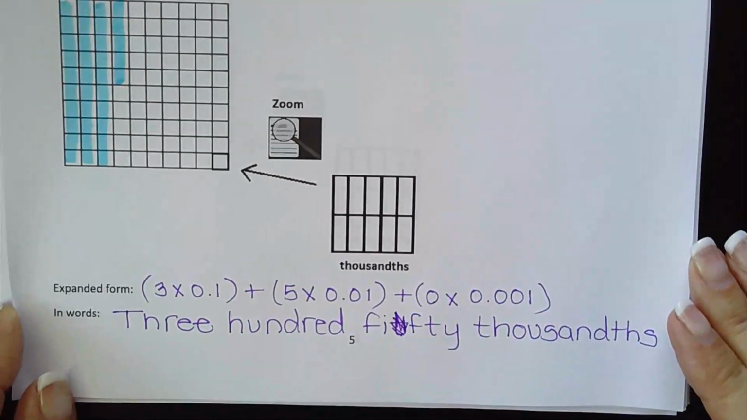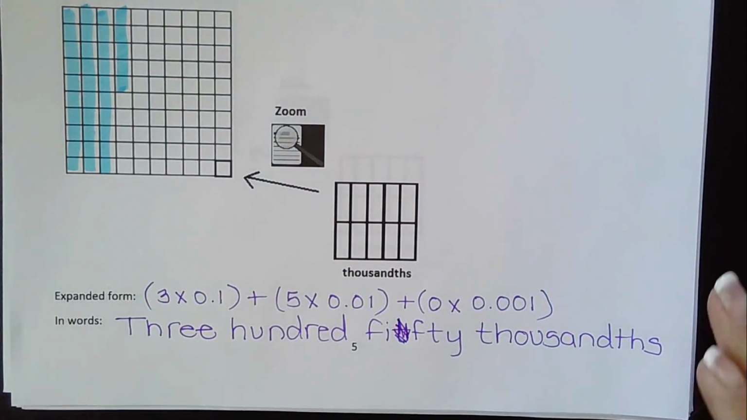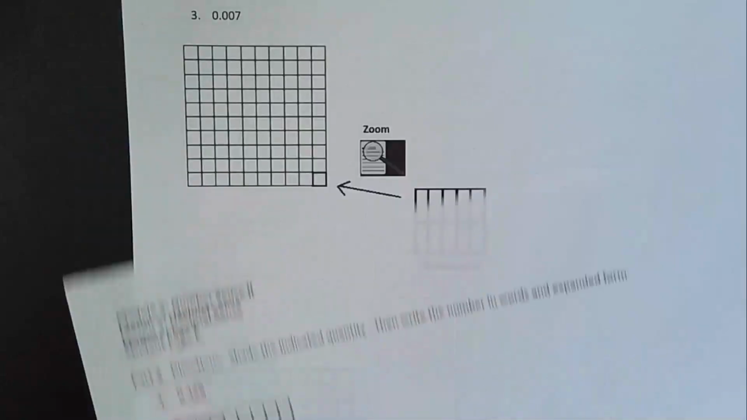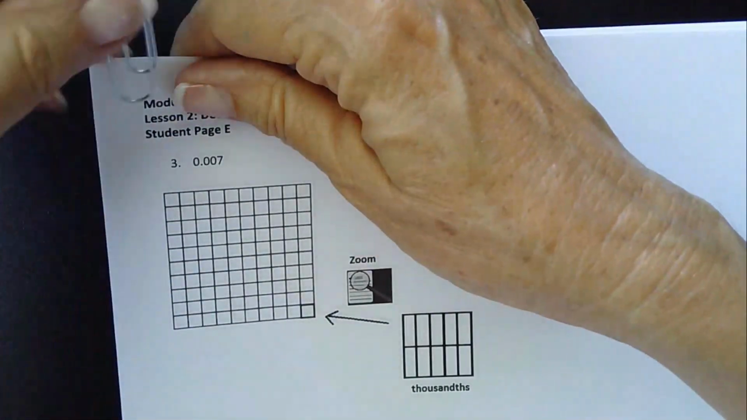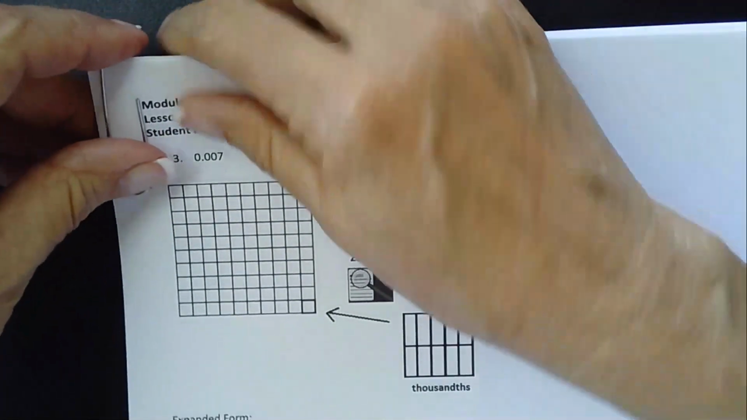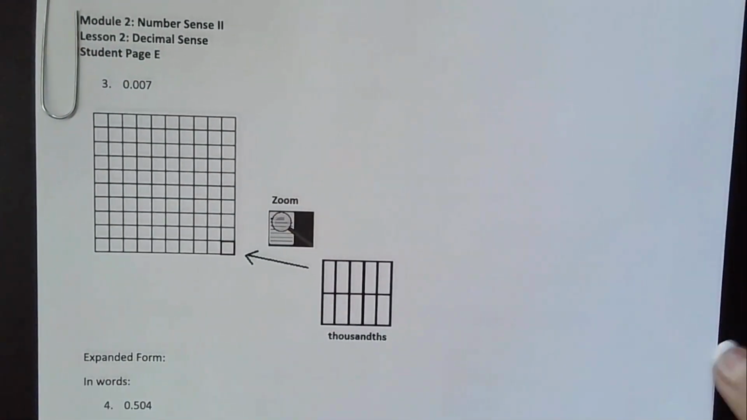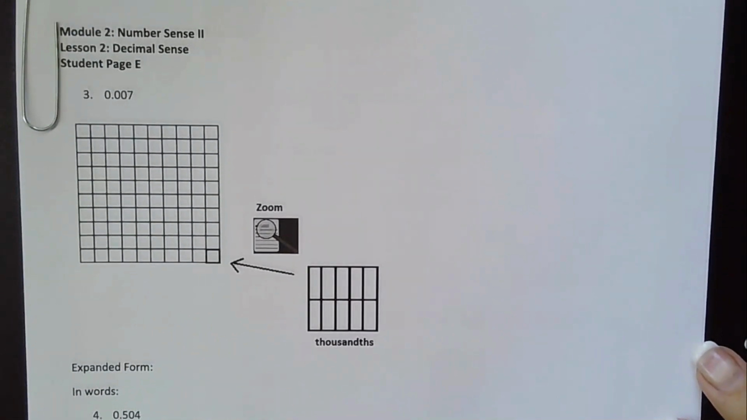Okay, you guys ready to try a couple on your own? Let's go ahead and go to the next page. So 2 of the same thing, so go ahead and do number 3 and number 4 where you have to shade, write expanded form, and write the word name. And then shut off your video and then come back and we'll check these.